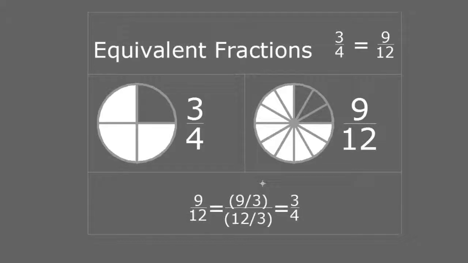As long as I use the same number in the numerator and in the denominator, that does not change the value of the fraction. So 9 divided by 3 equals 3, and 12 divided by 3 equals 4. So we see here that we can change 9 over 12 into 3/4. That means that 9 over 12 is equivalent to 3 over 4. So here we are proving numerically that 3 big slices are just as much pizza as 9 smaller slices, 9 out of a possible 12.